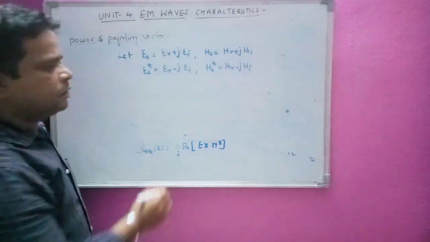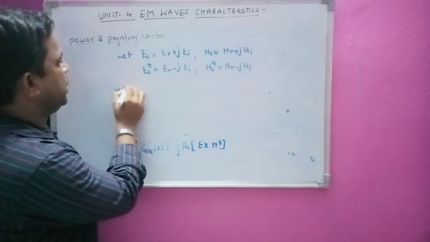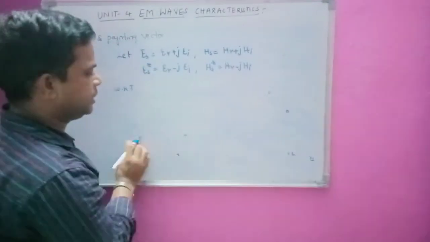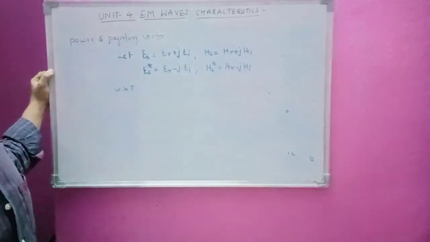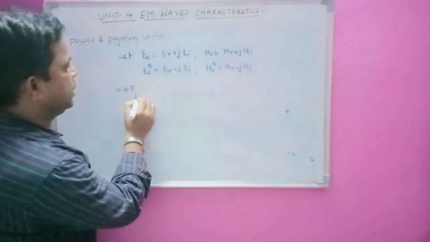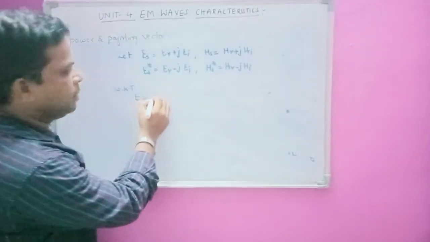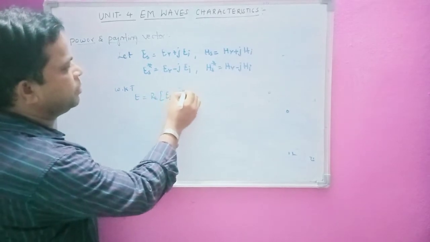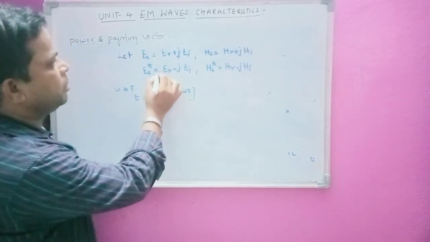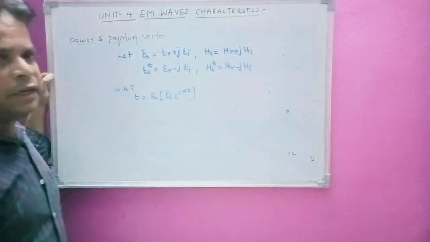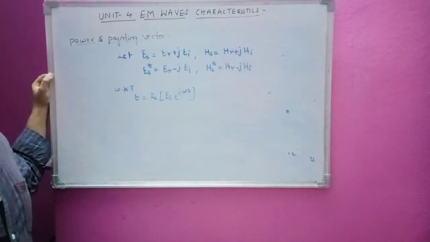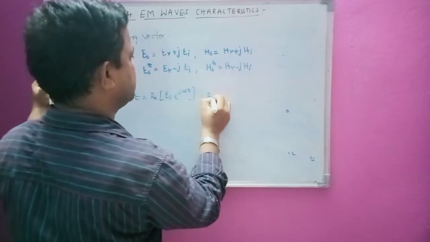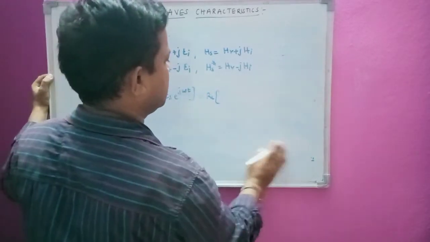Now we know that we have to take E cross H here. Sorry, before that I will take E equal to the real part of Es into e power j omega t. We have Es as this, and e power j omega t we know is cos omega t plus j sin omega t. Now if I take the real part of this, let us see what we get here.